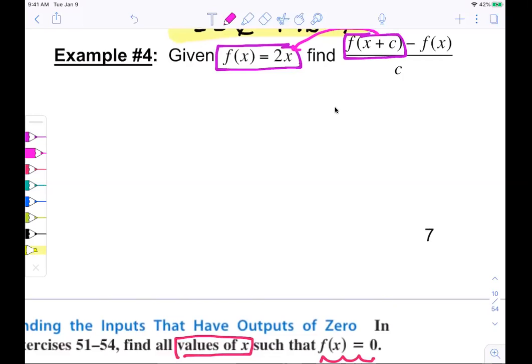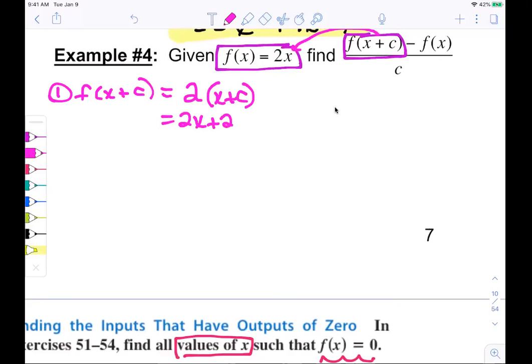So I'm going to write a little step 1 over here. And I wrote an h instead of a c. So I'm using my function 2x, but in place of x, I'm using x plus c. That's what the parentheses mean. f of whatever replaces x in my function f. And then I distribute and I end up with 2x plus 2c. So that's my part 1.